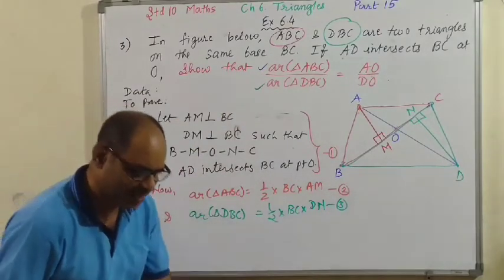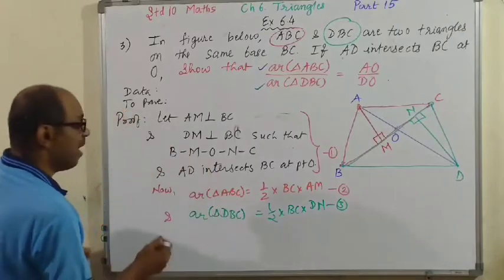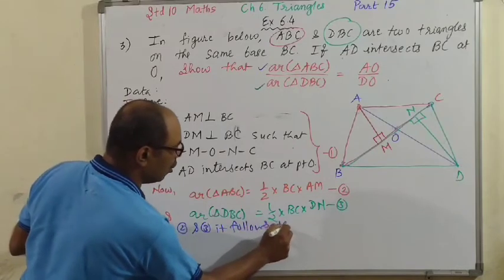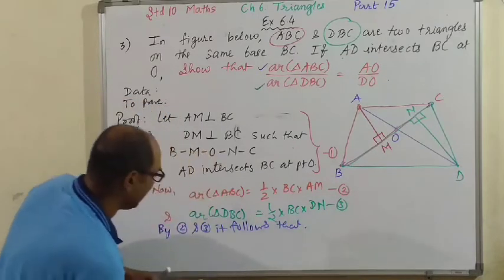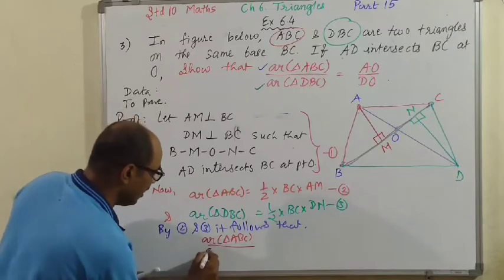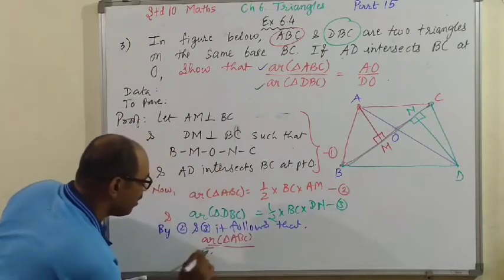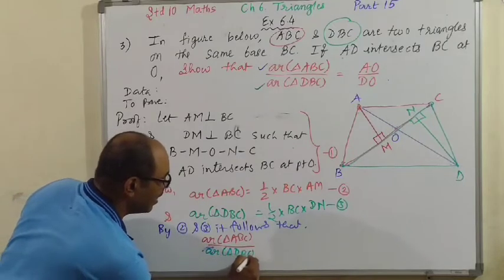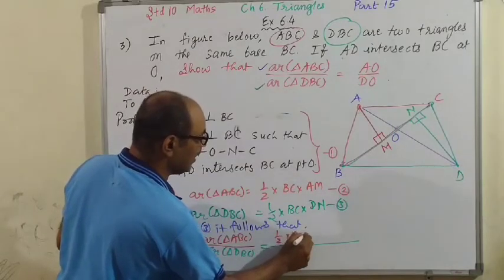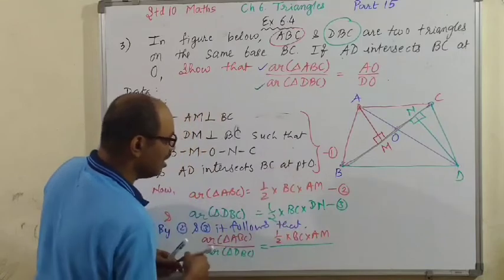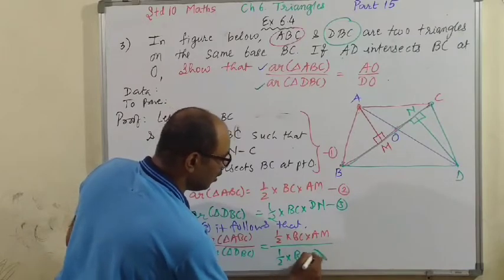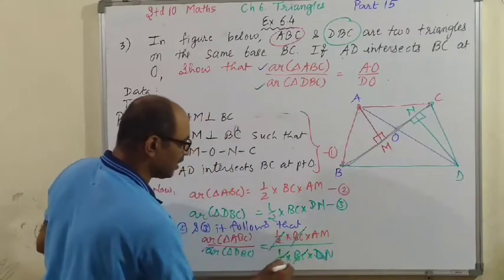You need the ratio, so take that ratio, children. By 2 and 3, it follows that the area of red triangle ABC upon area of green triangle DBC is equal to, on top, half into BC into AM, and down, half into BC into DN. Half cancels, BC cancels.